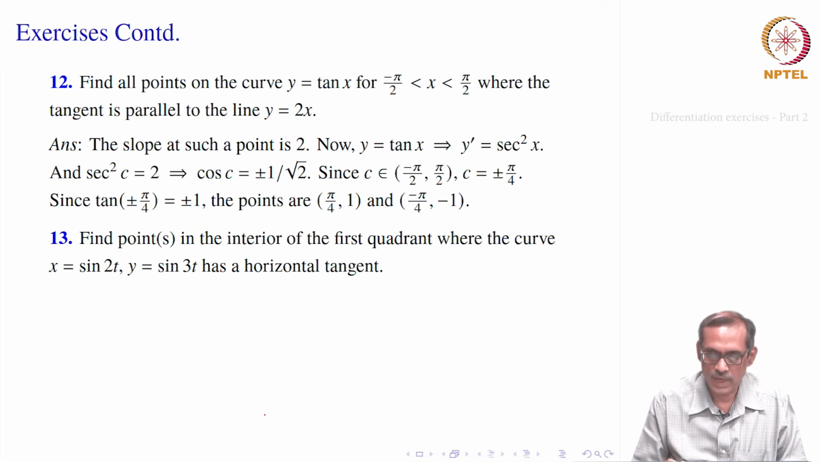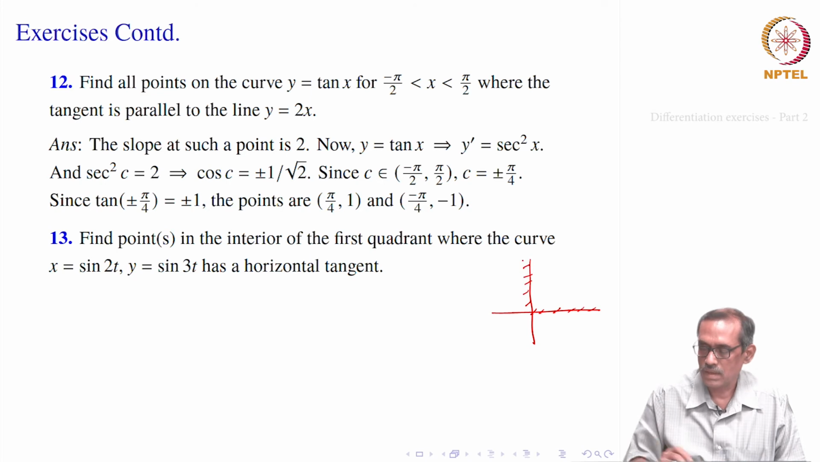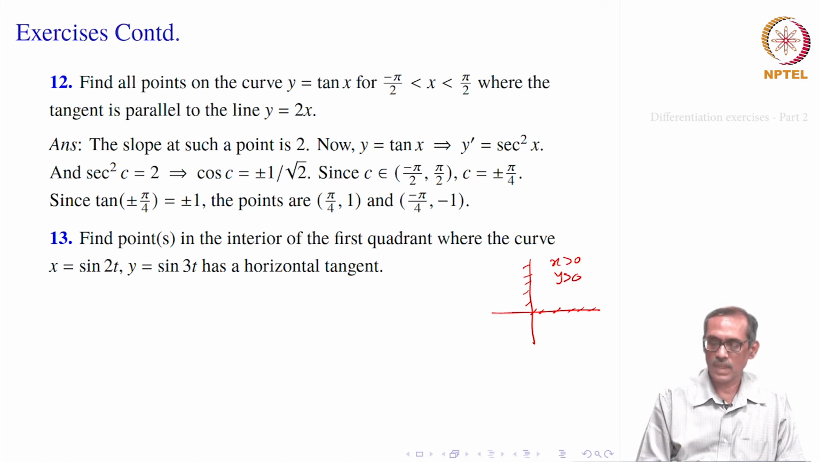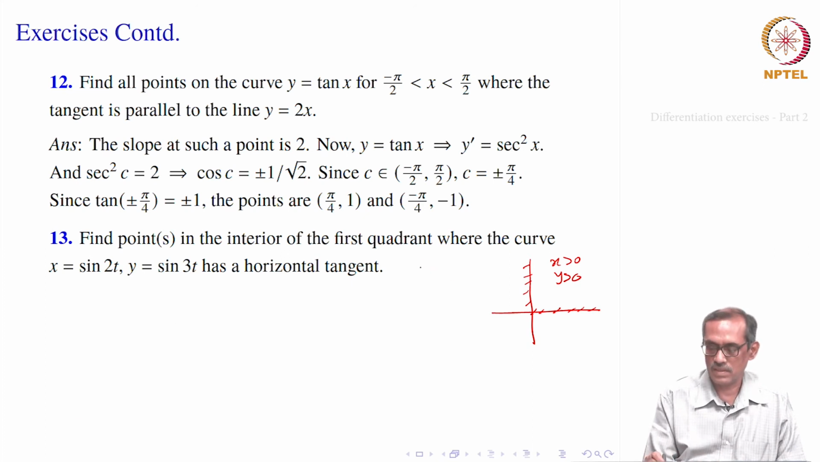So, here we are asked to find points in the interior of the first quadrant. What does it mean? First quadrant, it is the interior. So, these lines are excluded, right. So, x is greater than 0, y is greater than 0, that is what it says. Interior of the first quadrant, where the curve x equal to sin 2t, y equal to sin 3t, given parametrically, has a horizontal tangent. So, the tangent should be something like this, okay. y equal to 0, that should be the tangent. So, slope must be 0.